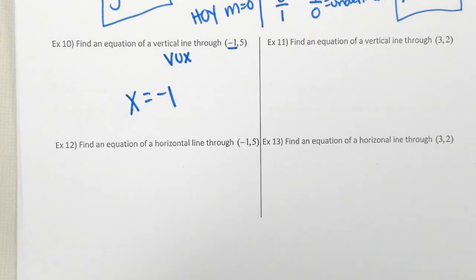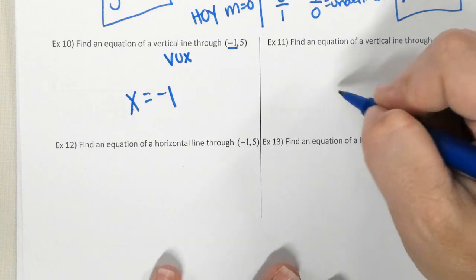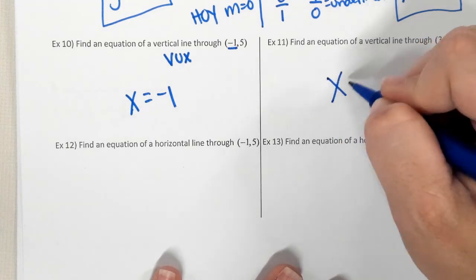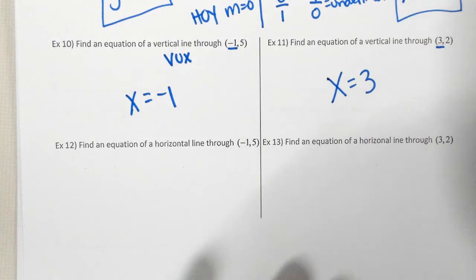So try number 11. Is that parallel? No, it doesn't say anything about that. It just says find an equation of a vertical line through (3, 2). So what would it be? X equals 3. There you go.